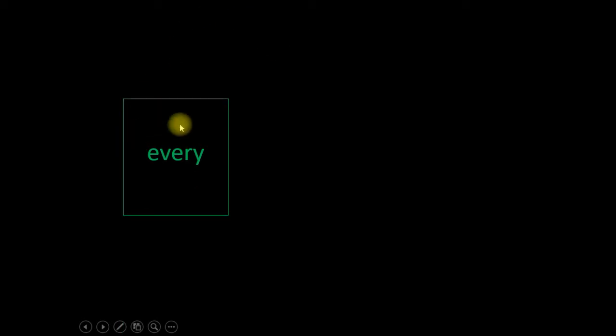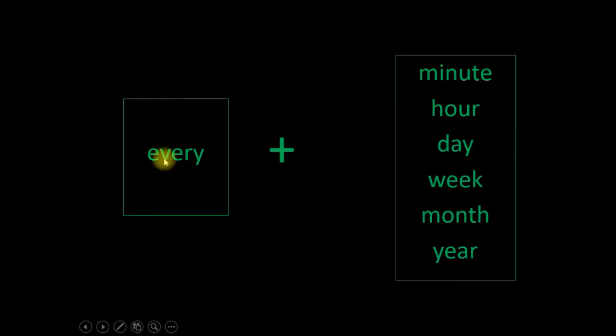We can also say every minute, every hour, every day, every week, every month, every year, every Saturday, every weekend, etc. We can use this with lots of different time periods. And it can mean pretty much the same. So every minute means once a minute. Every day, once a day. Now, it's not always exactly the same, but they're pretty much interchangeable.